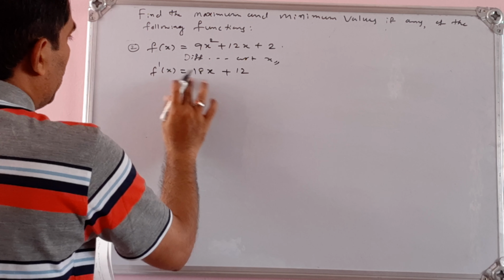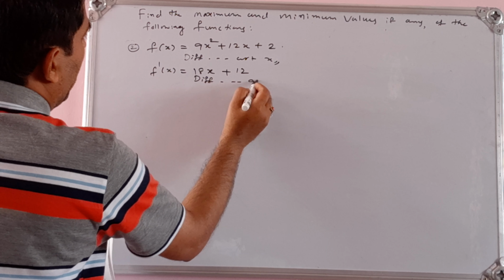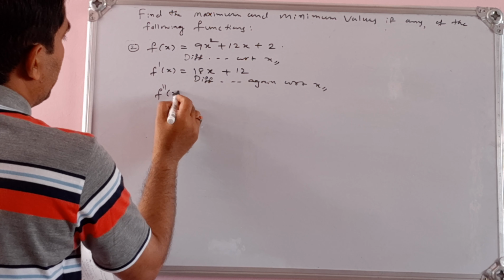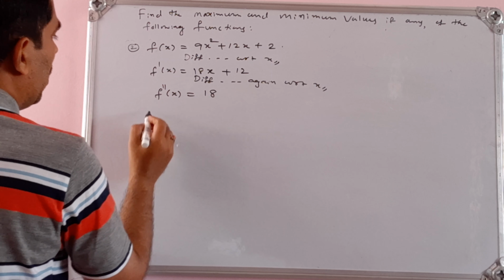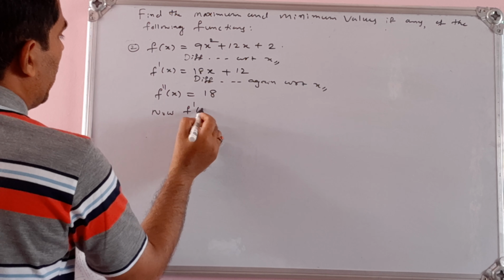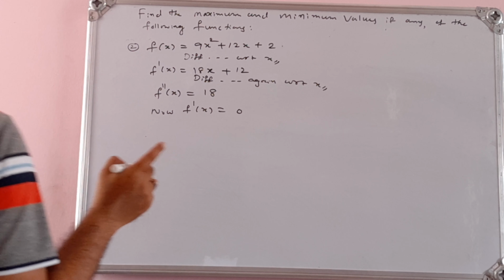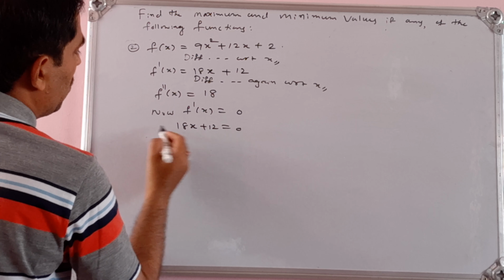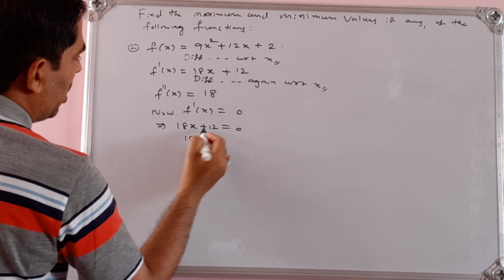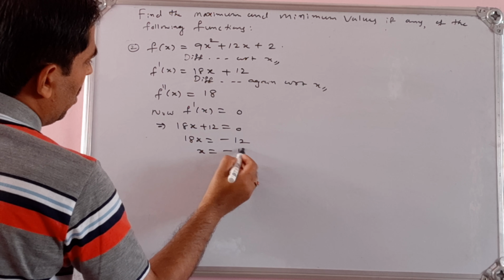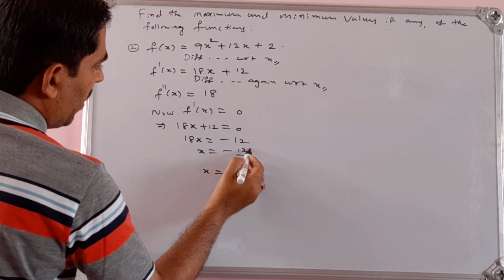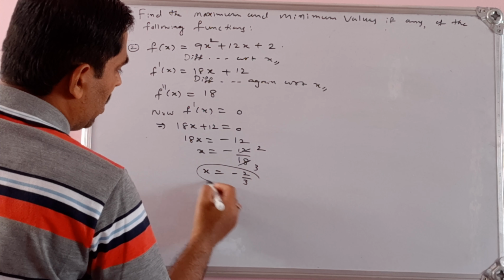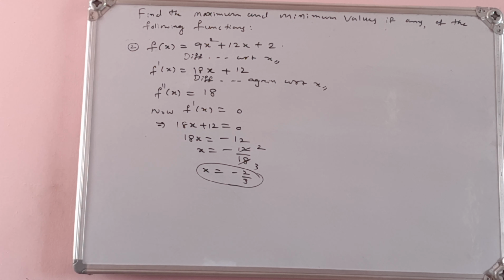Then differentiate again with respect to x. So you will get f double dash x is equal to the derivative of 18x, which is 18. Now equate the first derivative to 0 to get the critical point. The first derivative 18x plus 12 is equal to 0. It is a linear equation. So shift 12 to the right hand side, you get minus 12 by 18. If I cancel this, 6 2s are 6, 3s are 18. So that will be minus 2 by 3. We have got one point here, x is equal to minus 2 by 3.